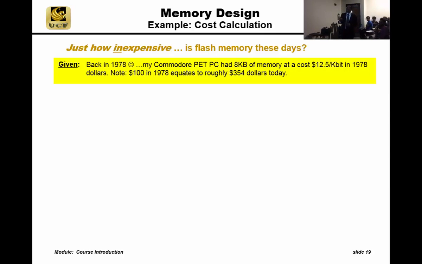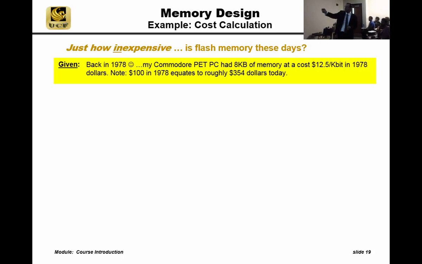So back in 1978, back in the day, my Commodore PET PC had 8K of memory and it cost $12.50 per kilobit in 1978. That's the real price, I looked it up, and we'll show you this. And how I know that, because they had two models of this machine.